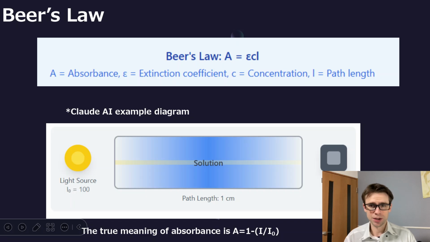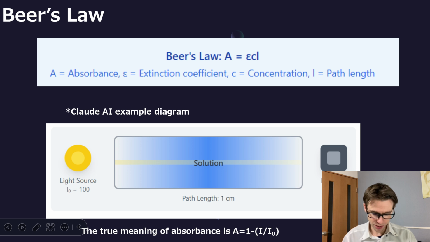It's just a property of your chemical, your solute dissolved in the solvent. C then is the concentration of that solute in the solvent. L is the path length. That's just how wide your container is that you're passing light through to check the absorbance.